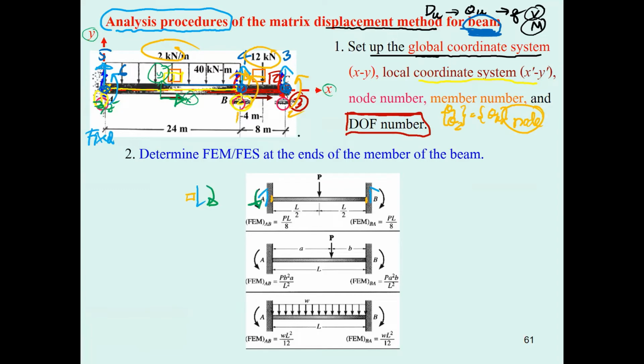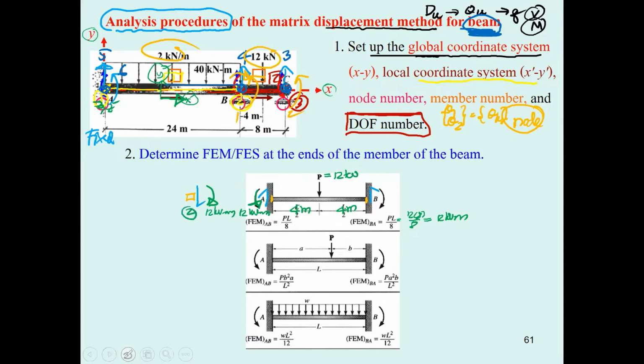So come to this one. If this one is 12 kilonewton, and this one is 4 meter, and this one is 4 meter, you can determine this very easily. 12 times 8 divided by 8. This is going to be 12 kilonewton meter. So this 12 kilonewton meter will move into this 12 kilonewton meter. See, you have this one for node number 2.